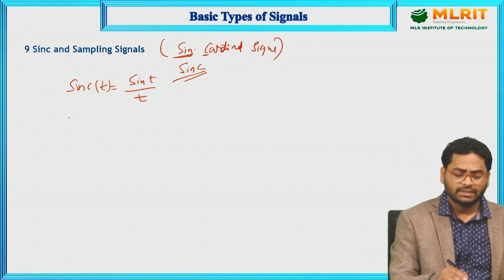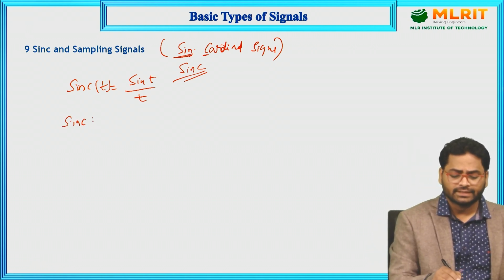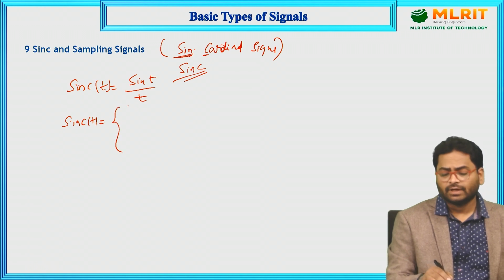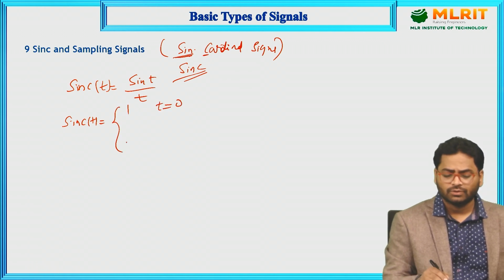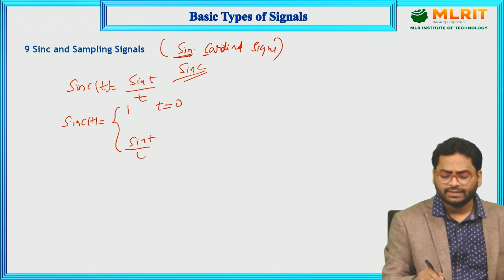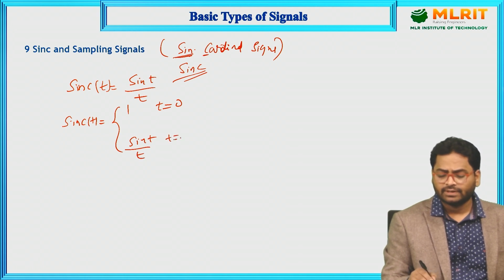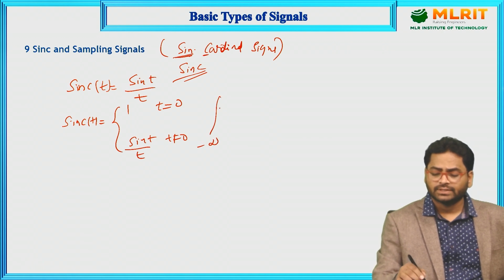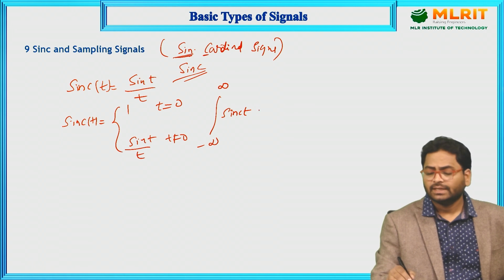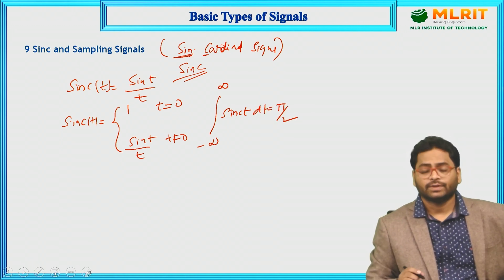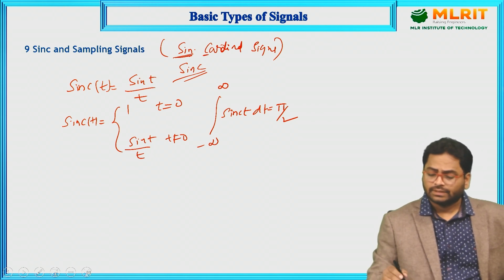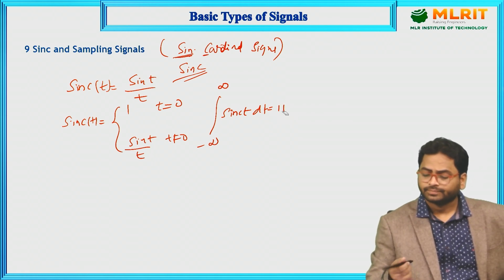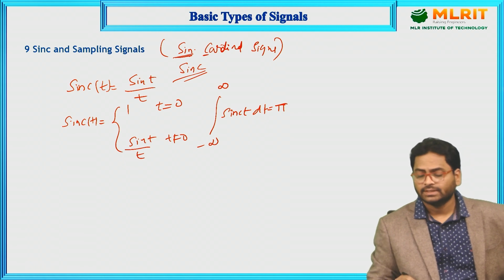You can write sinc t mathematically. The value is 1 where t equals 0, and sine t by t where t not equals 0. And the area under the sinc function, from minus infinity to infinity, of sinc t dt is equal to pi. Sorry, not pi by 2, it is pi. The area under the sinc function is pi.